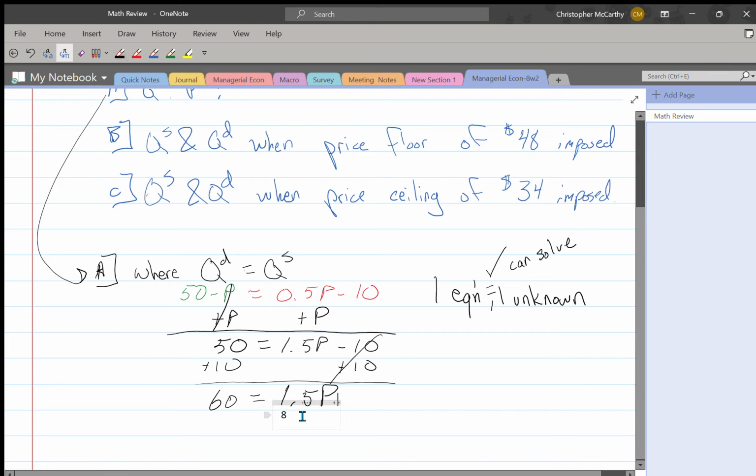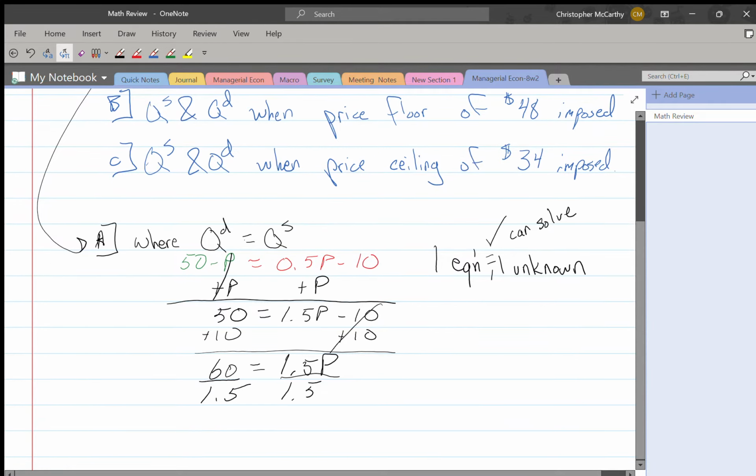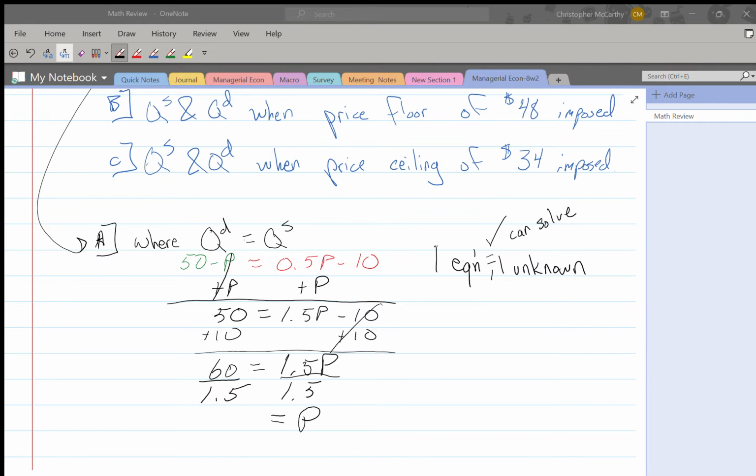And then all we have to do is just divide both sides by 1.5, and that gives us our equilibrium price. So our equilibrium price is $40.